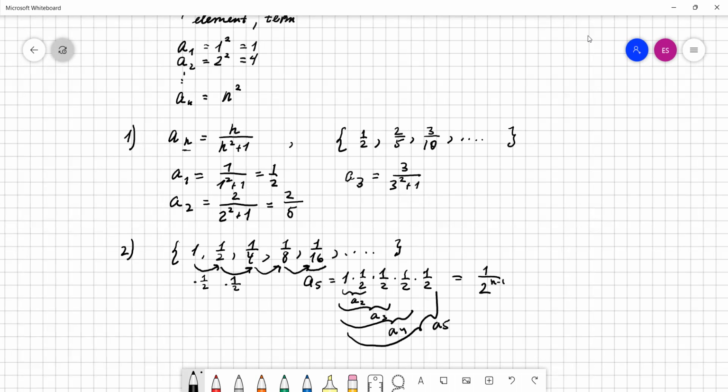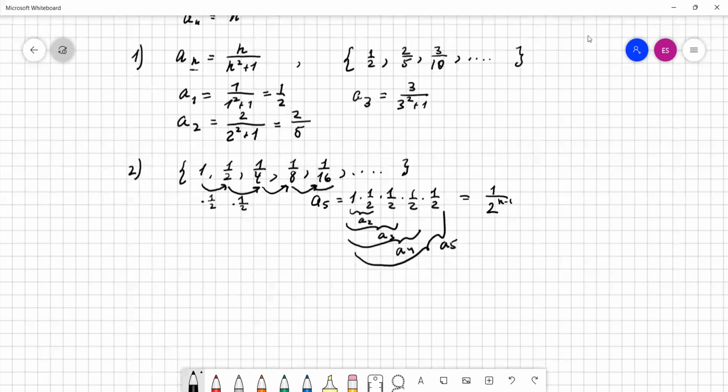Why? Because the number of 2's here is 1 unit less than the position of the term. Okay. What other sequences can we have? Well, a sequence can have alternating signs. Let me give you a sequence which goes nowhere. It looks like 1, minus 1, 1, minus 1, 1, minus 1. Is it a good sequence? Yeah, that's a sequence. A sequence of alternating ones and minus ones.